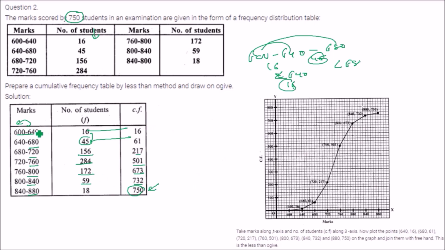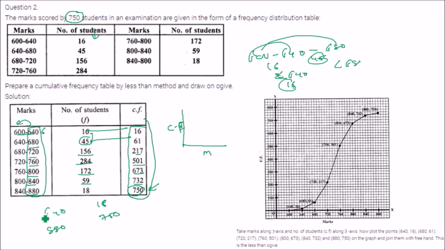Then we take this as the x-axis and this as the y-axis. As I told you, on the y-axis we always take the cumulative frequency, and the observation, here marks, on the x-axis. Now what is the minimum level? The minimum is 640 and the maximum is 880. Here we have a minimum of 16 and a maximum of 750.